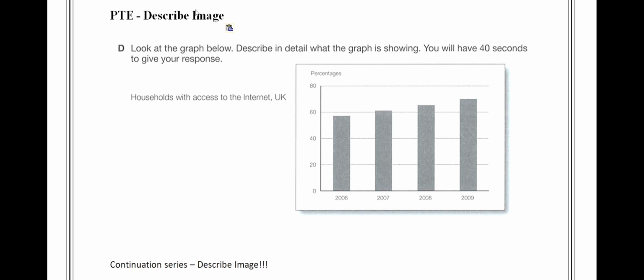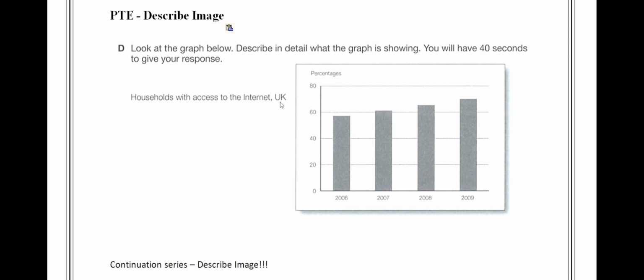We are in continuation of the PTE Describe Image class. Here is the bar graph. The title reads Household with Access to the Internet, UK.